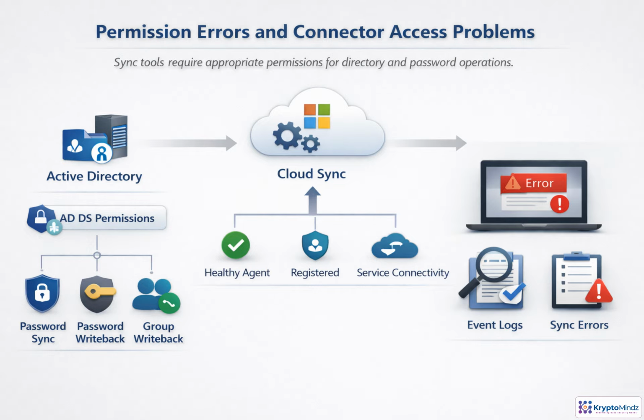Permission errors usually appear when the sync identity can reach a system, but cannot perform the requested action. For Entra Connect Sync, verify that the ADDS connector account can read required attributes and write any attributes used by enabled features. Password hash sync, password writeback, and group writeback each add their own permission requirements. For Cloud Sync, confirm the agent is healthy, registered, and has outbound connectivity to Microsoft services. Follow the failure path through event logs, provisioning logs, and sync error details to find where access was denied.